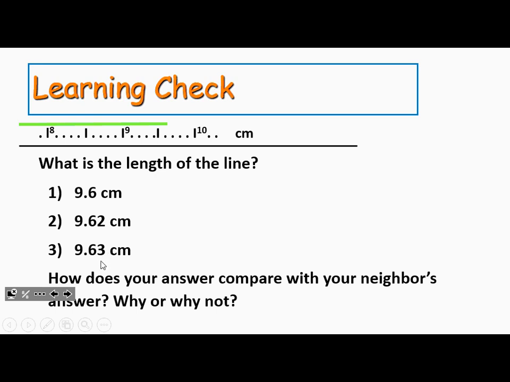Could I call this 9.63 and be correct? Yeah. Just because one person estimates that to be at the 0.02 and another at the 0.03 mark, it does not matter. That can happen.